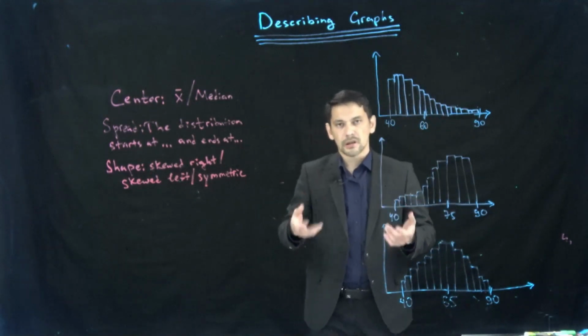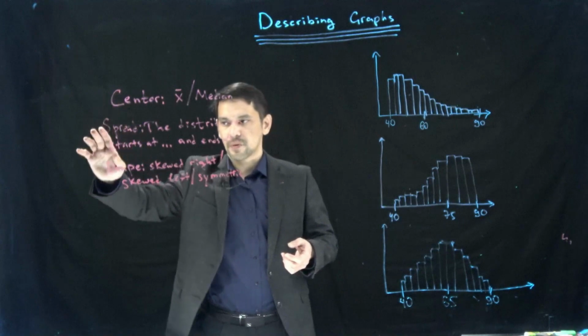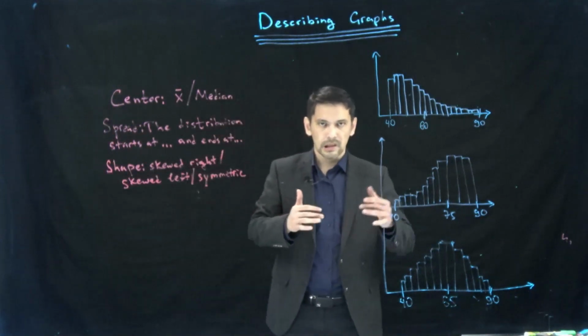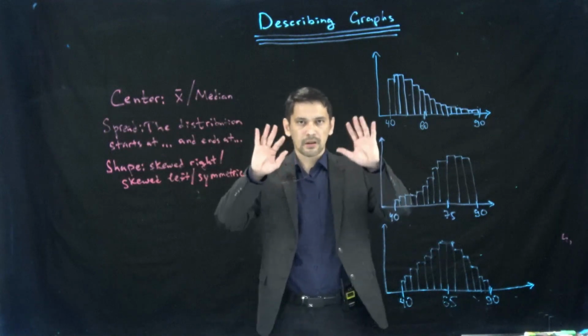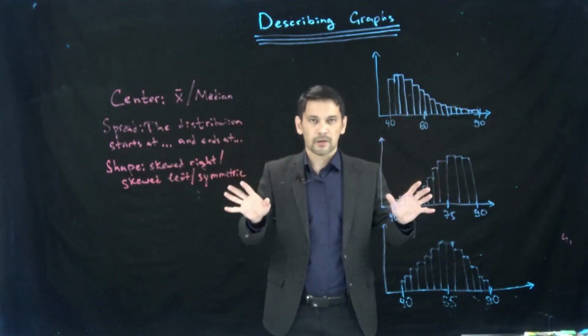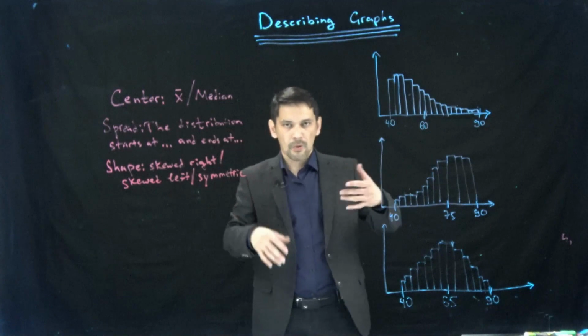So you see, just by describing the center, spread, and shape, I'm giving the dean a very clear understanding about the exam results. Now he has a very clear picture of what's going on in my class, and now he knows how my students are doing.